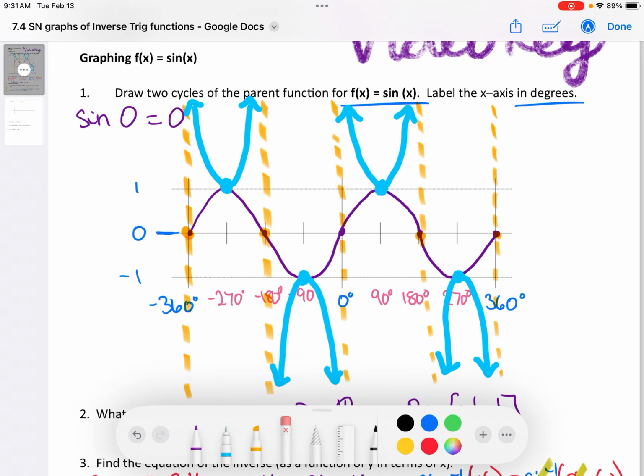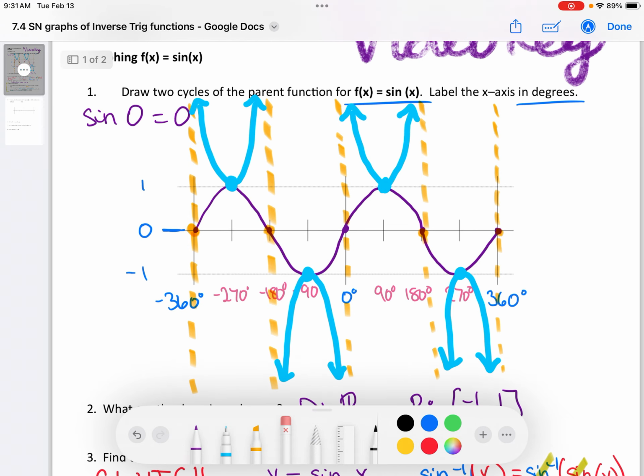Okay? Now, if you want to see just what the inverse looks like, I'm going to erase the regular function. This is what your inverse function looks like. It's just those curves between the vertical asymptotes. And here's both functions together. This graph was f of x, and this inverse graph is f inverse of x. And that is how you graph the inverse of a trig function.